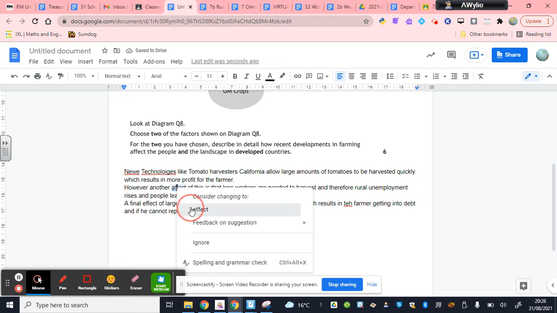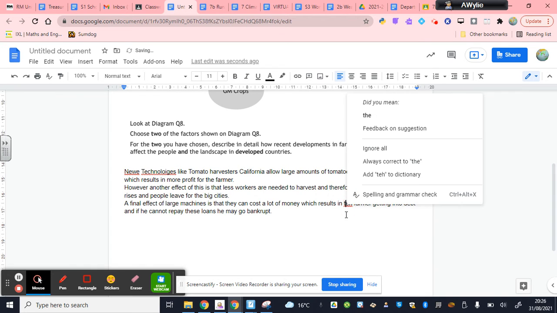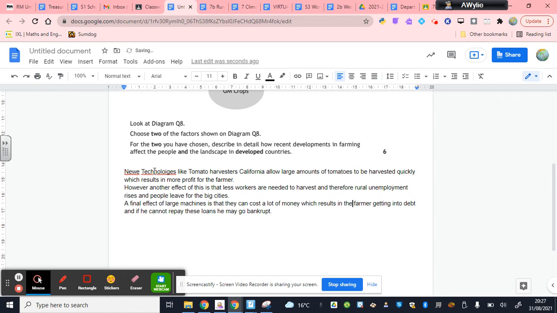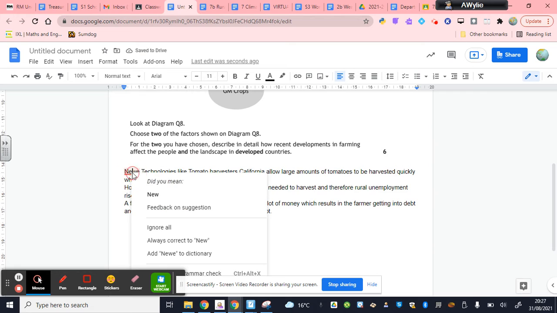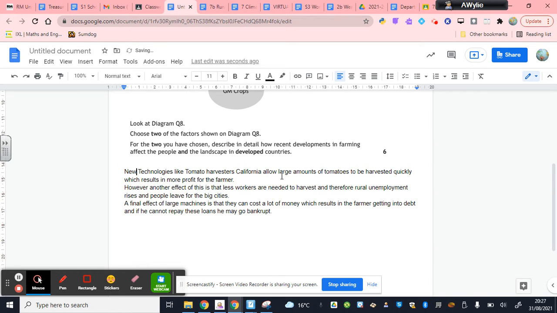So we've quite quickly got 3 marks here, okay? All from one idea of a new technology, being in this case a tomato harvesting machine. But each point you will see is different. The first point deals with harvesting quickly, so more profits. The second point means that less workers are needed, but that's a negative because it means more unemployment, and these people then move away. And the final one is to do with borrowing the money to get the big machines, which results in debt.